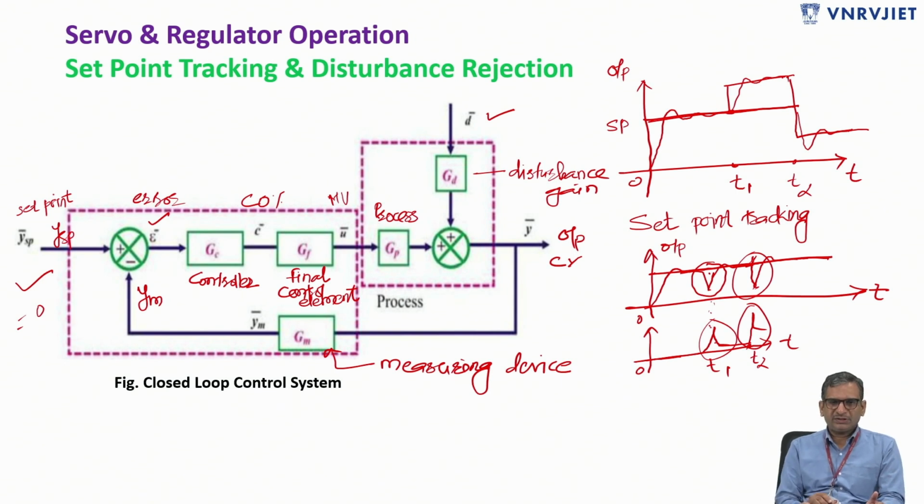If we see this particular closed loop control system diagram, we'll try to understand from the transfer function model how exactly the controller plays a very important role to maintain the servo as well as the regulatory operation. It will maintain the output at the set point as well as in presence of disturbances. It will try to maintain the output at the set point as long as the set point is constant.